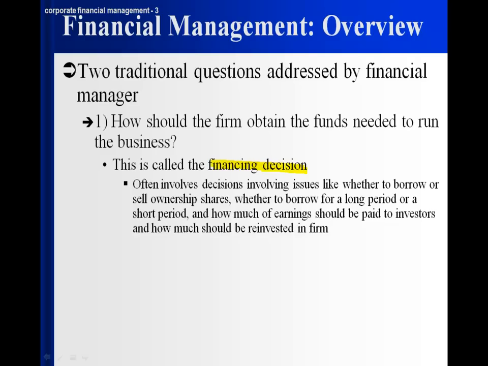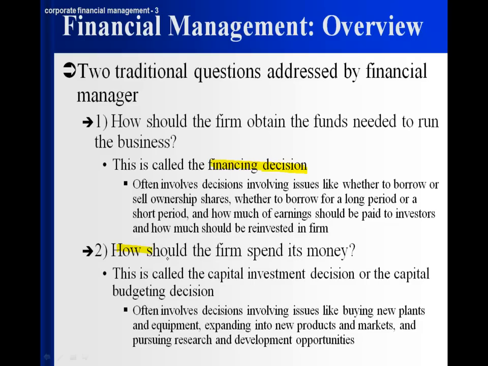The second question is one that we will spend a great deal of time on in this course. How should the firm spend its money? It's called the capital investment decision or the capital budgeting decision, and it often involves big decisions like whether to buy new plant or equipment, whether to expand into new products or new markets. Do we expand over into China? Do we move into Canada? If we're a shoe company, do we expand into other lines of clothing? Does it make sense for our company to spend money this way?